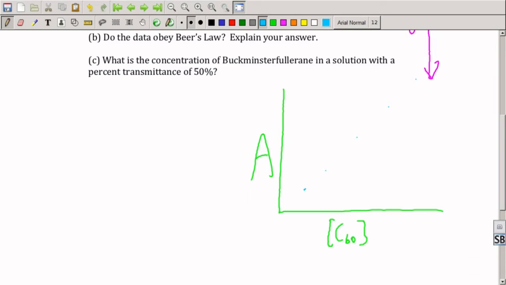So that's a question here. Does this obey Beer's law? And then the last thing you can do is if it does obey Beer's law, you can calculate the concentration of Buckminster fullerene in a solution whose percent transmittance was measured to be 50. What is the absorbance if a solution has a percent T of 50?